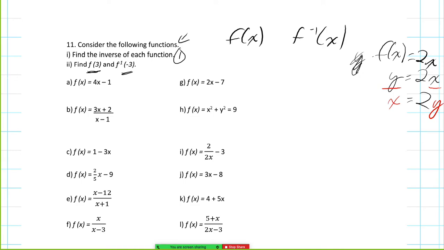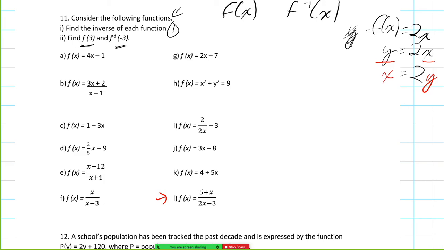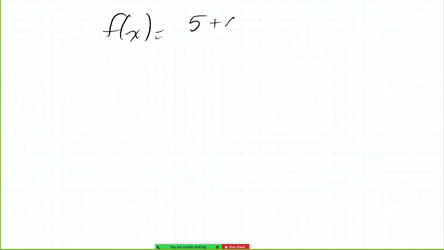So we're going to do function notation and inverse functions again. Instead, what we'll do is jump to the end and take a look at something that might be a little trickier to deal with. f of x is 5 plus x, so I'll try to put it all in here. f of x is equal to (5 plus x) over (2x minus 3).